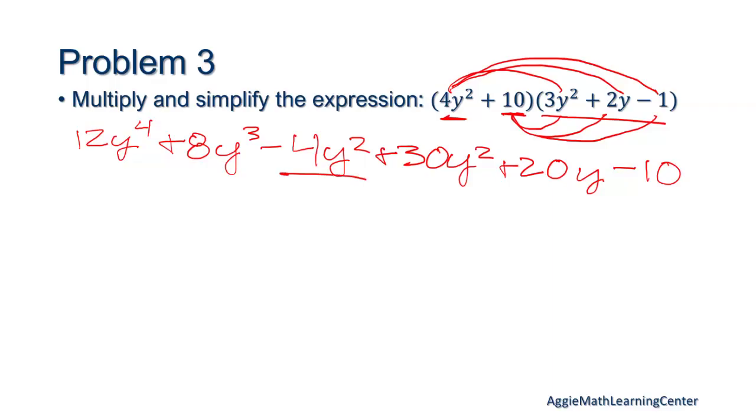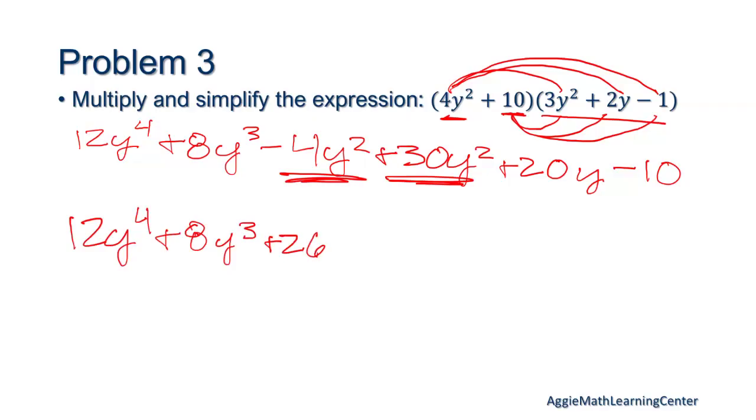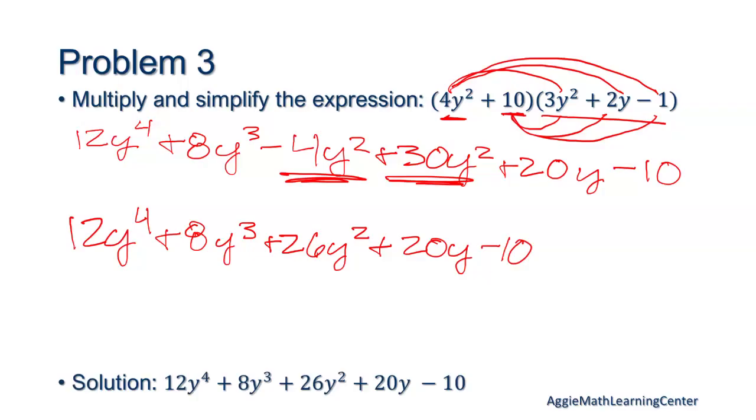Okay, do we see any like terms in here? Negative 4y squared and 30y squared. Yeah, I agree with that. Perfect. Since those are our only ones that look like like terms, I'll just write the first couple terms the same. So we have 12y to the 4th plus 8y cubed. What do we get when we add those together? 26y squared. Perfect. And then we can just write our other two terms. Then we can sanity check. Perfect. Any questions on this?